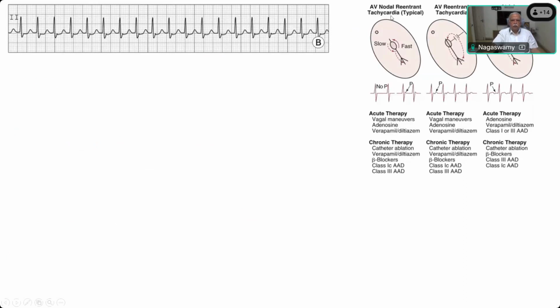One is called AV nodal re-entrant tachycardia, another AV re-entrant tachycardia, and atrial tachycardia. In all of these, sometimes the P wave is seen, sometimes the P wave is not seen, and it will be seen if it is not getting hidden by the QRS or by the T. And here the acute therapy is vagal maneuvers, adenosine and verapamil.